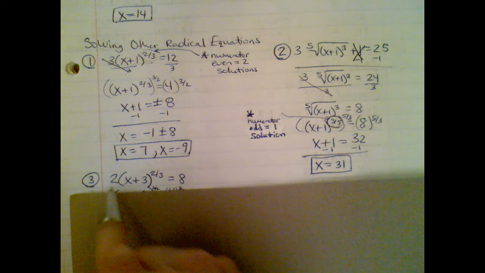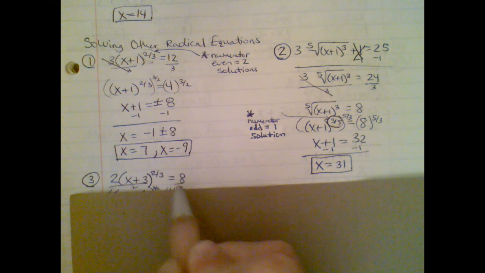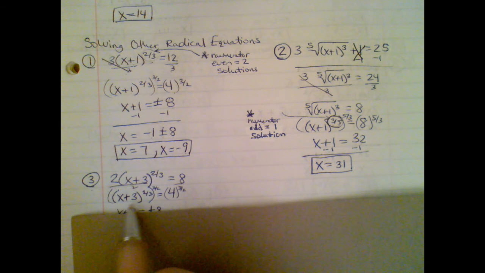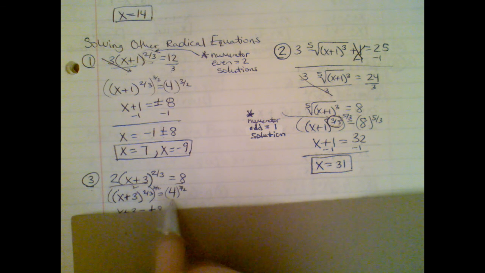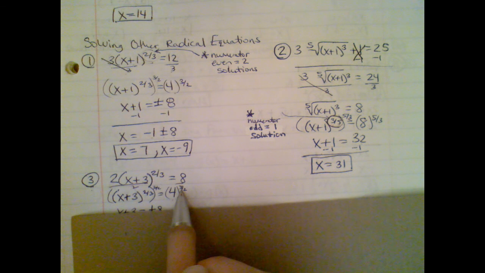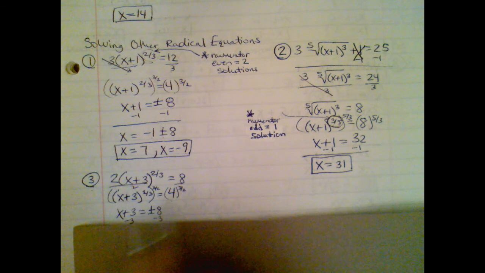Okay, the next problem, I'm going to go ahead and divide both sides by 2. So I get x plus 3 to the 2/3 power equals 4. And then I take it to the reciprocal power. And so those just cancel out. I get x plus 3 equals 4 to the 3/2 power, which is 8.